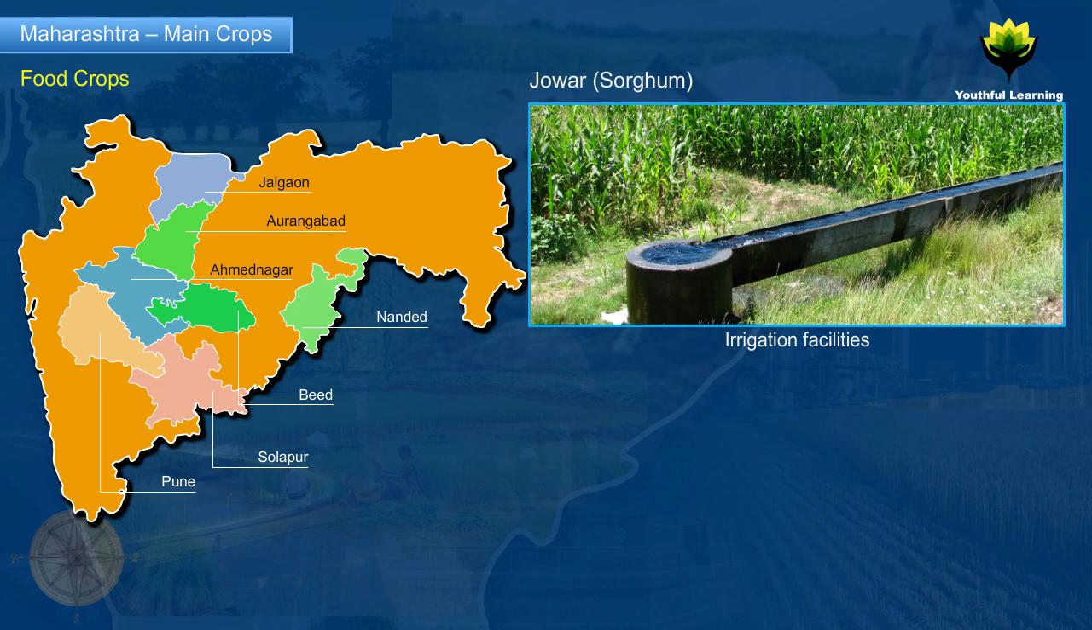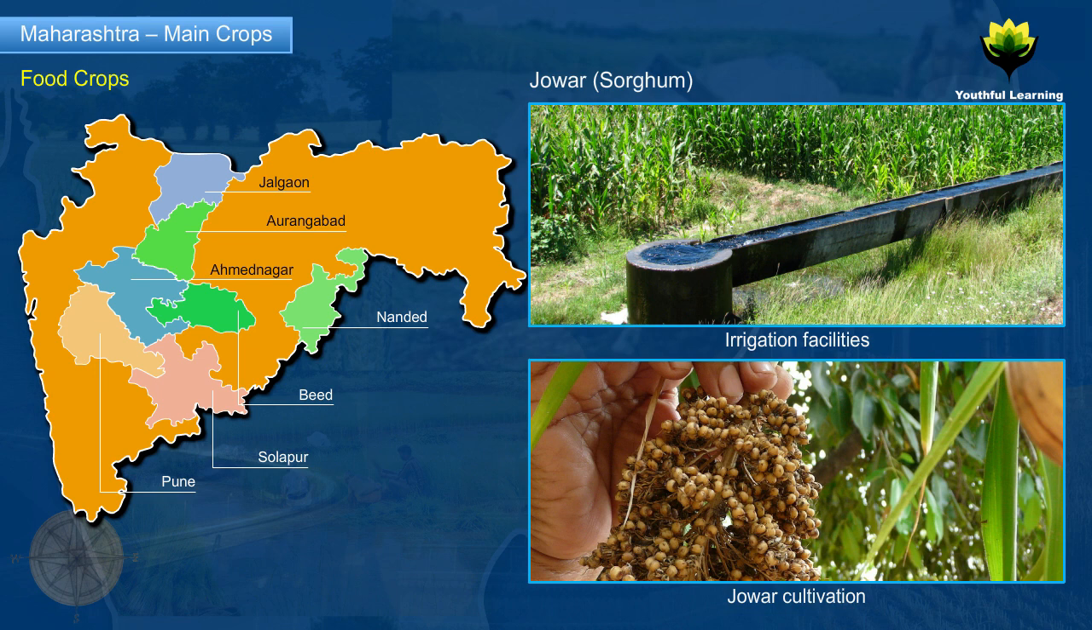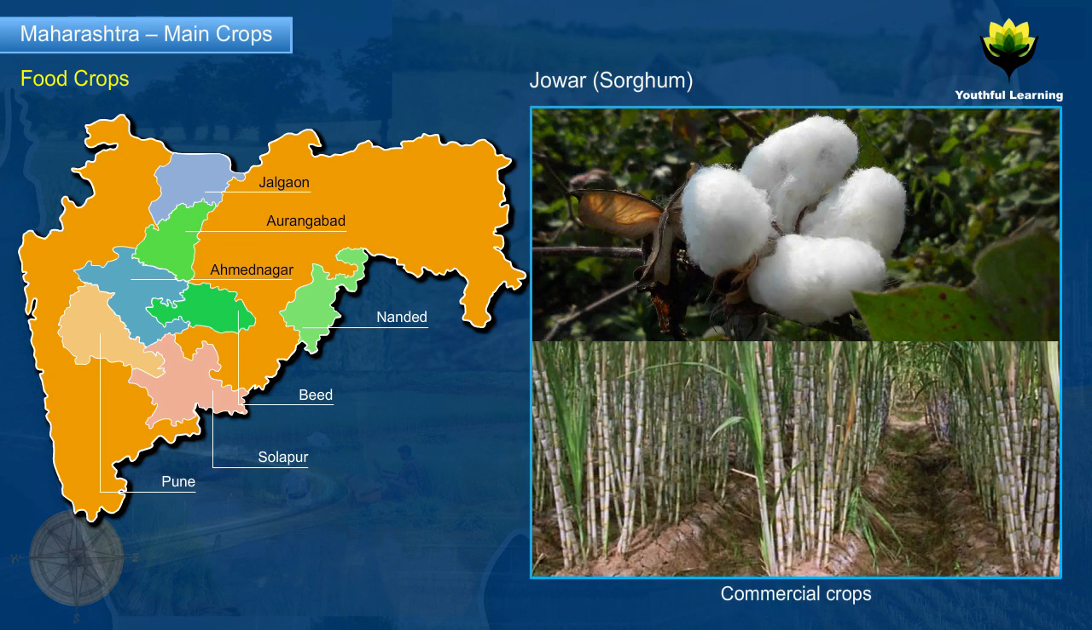With more irrigation facilities being used, the area under jawar is getting affected. The land, which was previously under jawar cultivation in the state, is today being used to grow commercial crops.